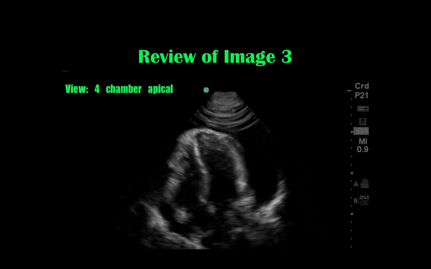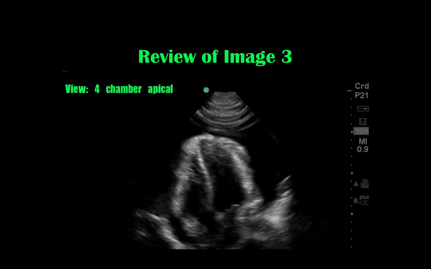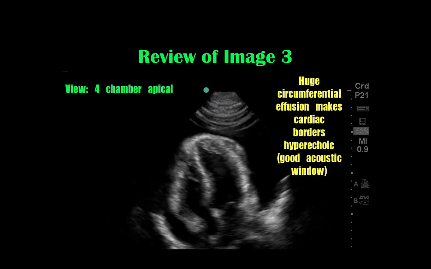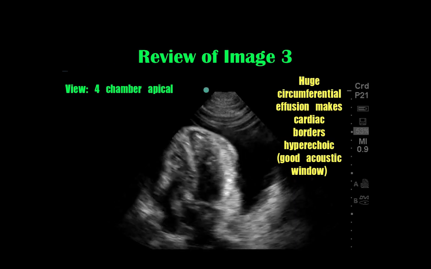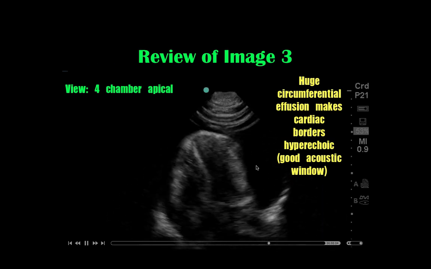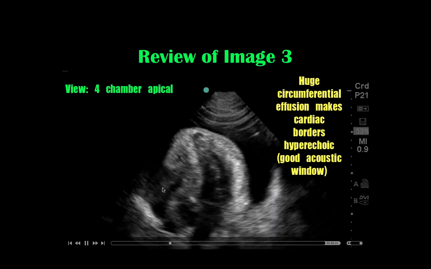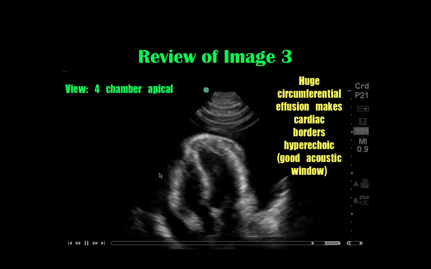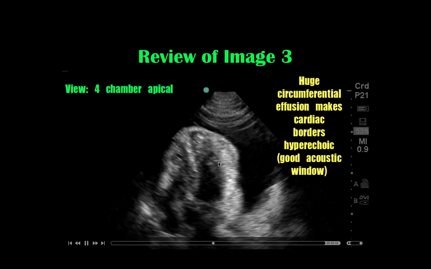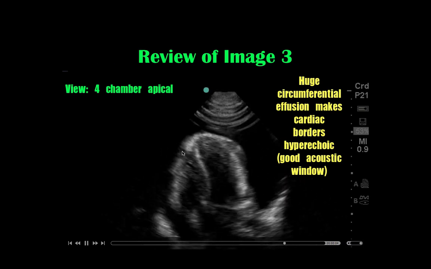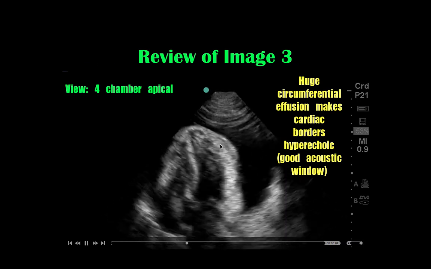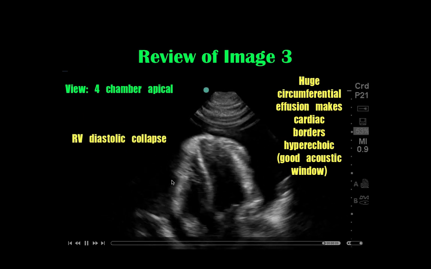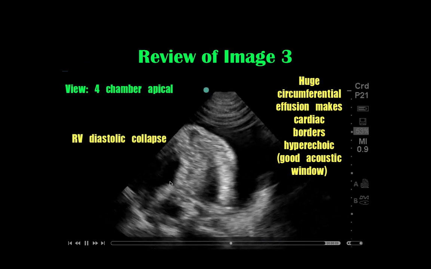Now if we look at clip number 3, this is a 4-chamber apical view. There's a huge circumferential effusion here going around to here, and that makes the cardiac borders quite hyperechoic due to a good acoustic window. We note again RV diastolic collapse here.